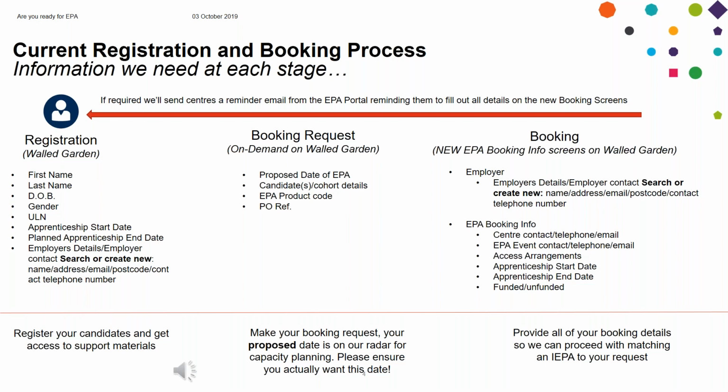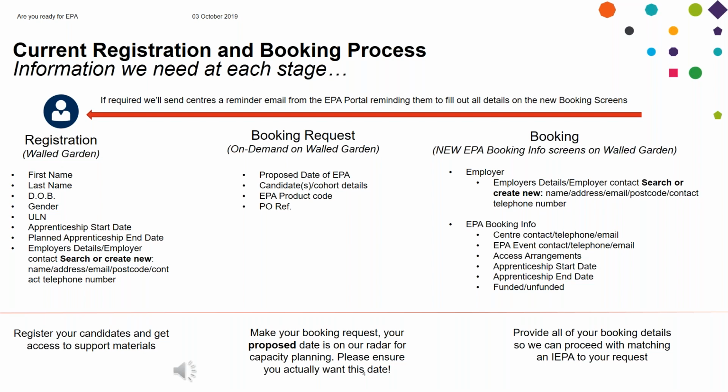During the booking request stage, we also require you to complete the EPA booking information screen on Walled Garden. Previously, this information was gathered through a data capture form. You must complete the employer tab, including the employer details, employer contact, and include their email, postcode, and contact telephone number. We also require the EPA booking information.